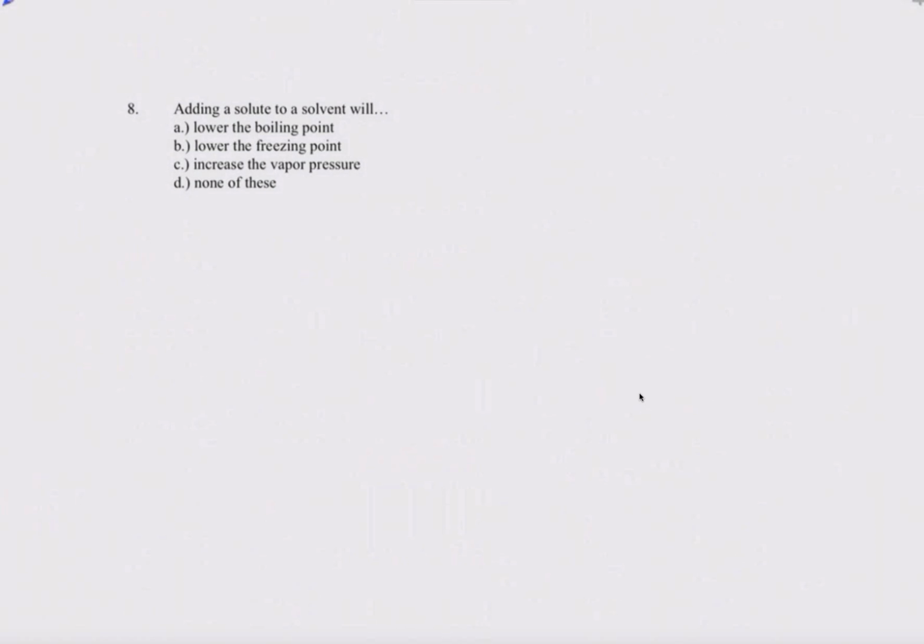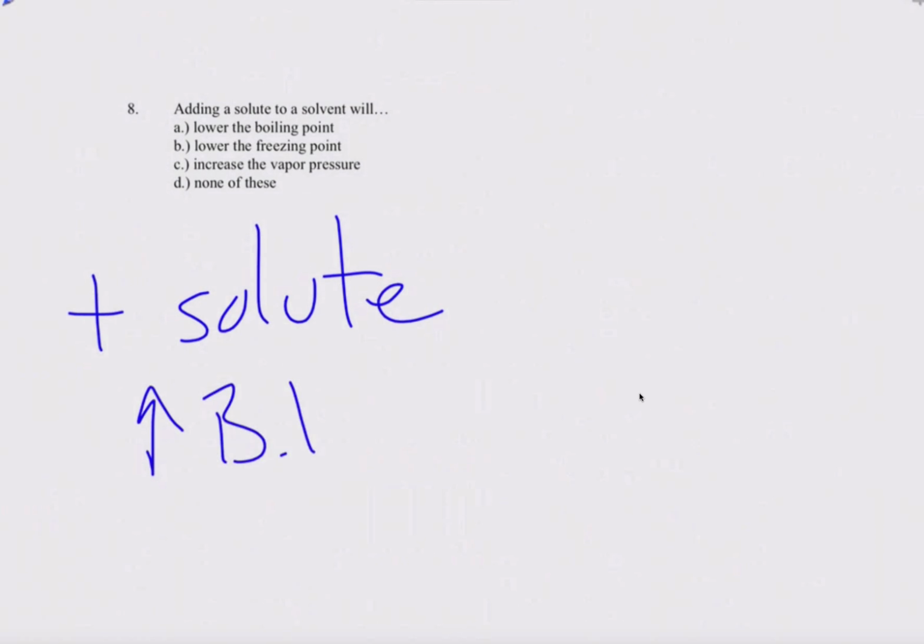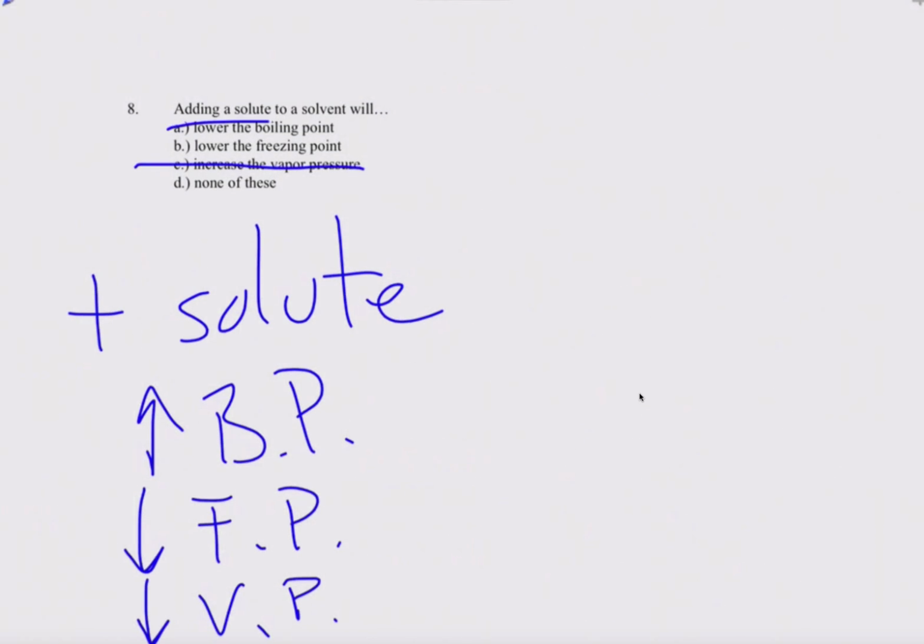Adding a solute to a solvent will do what to its boiling point, freezing point, or vapor pressure? Well, adding solute has the following effects. It increases the boiling point, it decreases the freezing point, and it decreases the vapor pressure. These other answers are not correct. Adding a solute will lower the freezing point of a solvent, therefore a solution.